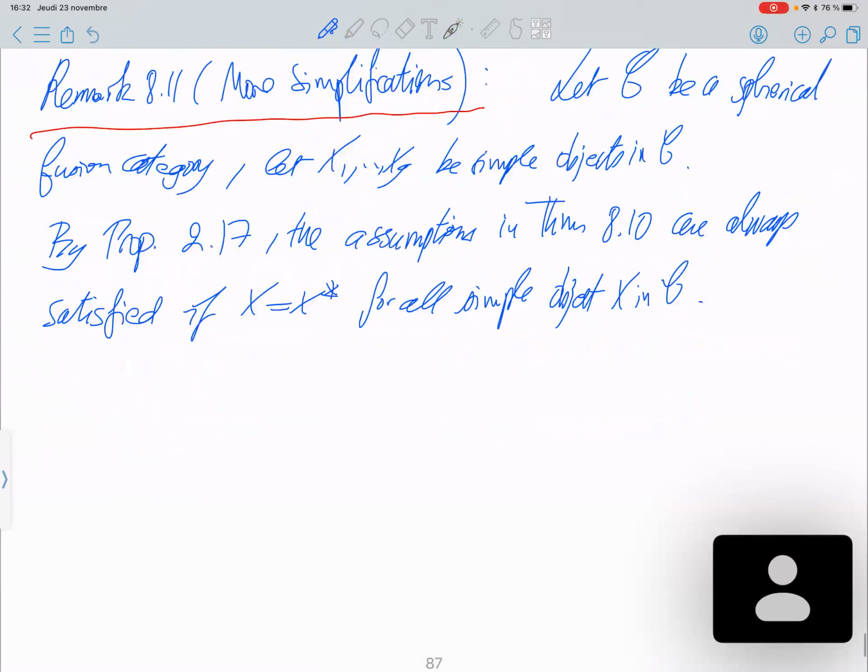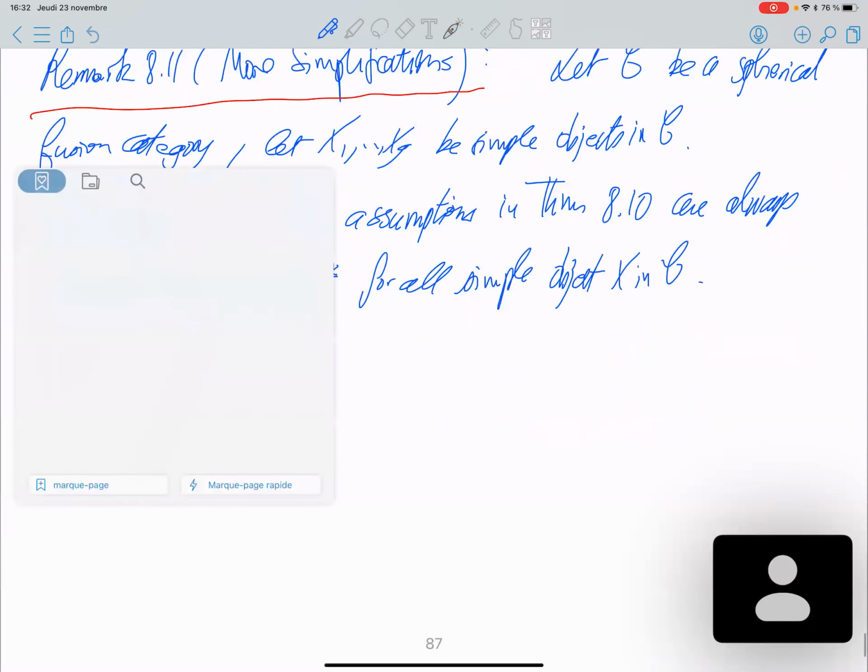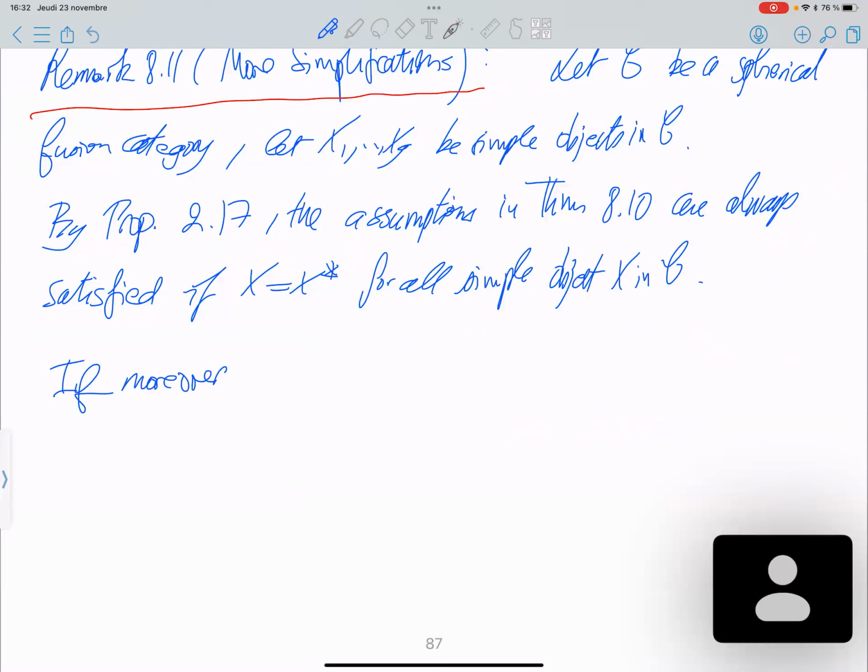Now we can do more. If moreover, so moreover means that we are in the self-dual case, the second Frobenius-Schur indicator is 1 for all simple objects, then you don't need to orientate the edge. There is a lemma, 7.5, involving the orientation and the second Frobenius-Schur indicator. It was about the evaluation map plus or minus, and we can go from one to the other by using the Frobenius-Schur indicator. So if it is trivial, then both are the same, and so you don't need to orientate.